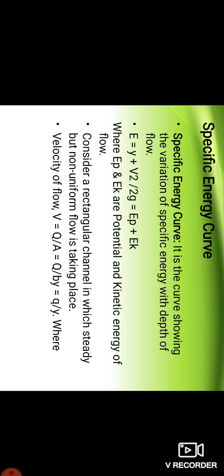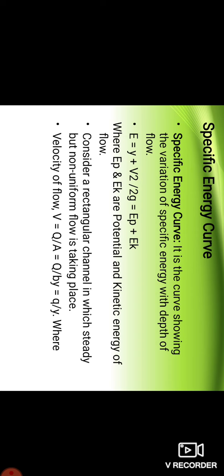EP is nothing but Y, that is the potential energy, denoted by Z, plus kinetic energy, which is V square by 2G. It is the same in all the formulas: Z plus V square by 2G. You can easily understand it as the potential energy plus kinetic energy.